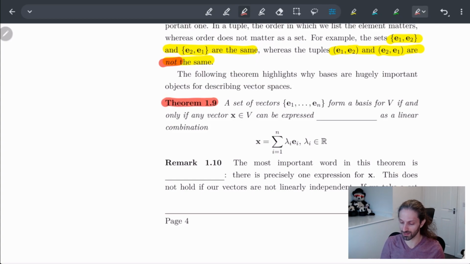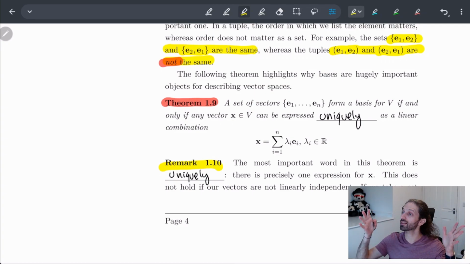The following theorem is basically saying that a set of vectors forms a basis if and only if any vector can be expressed uniquely as a linear combination of those vectors. In other words, there's only one way of doing this. And this is a very important word. In this theorem, uniquely is the most important word in the entire thing. So remark, the most important word of this theorem is uniquely, and that's because there's a unique way of doing this.